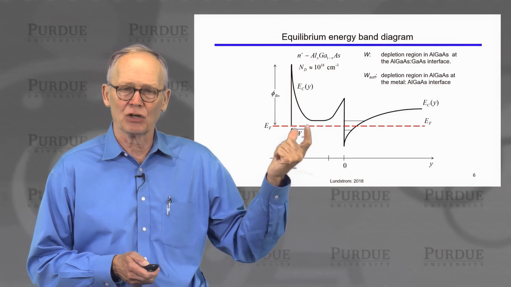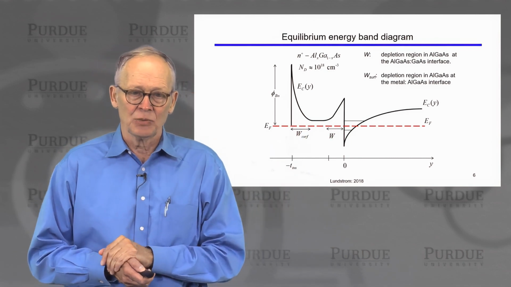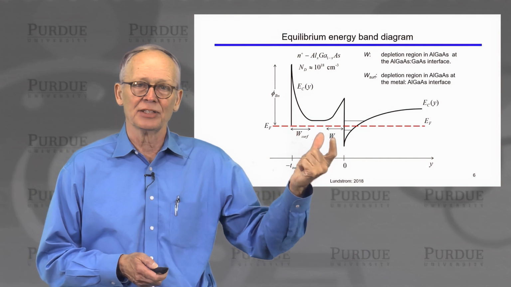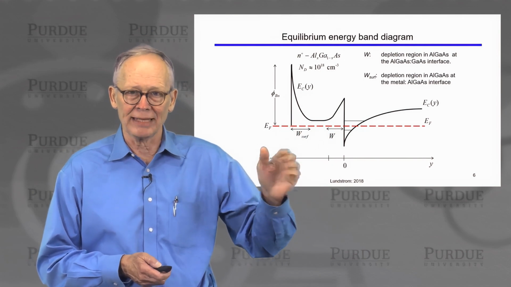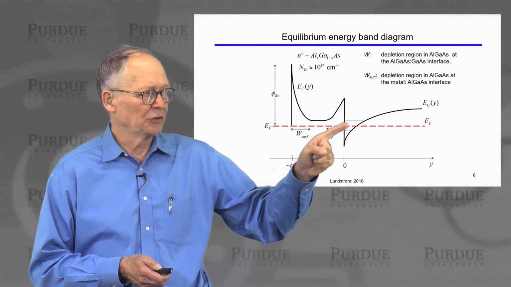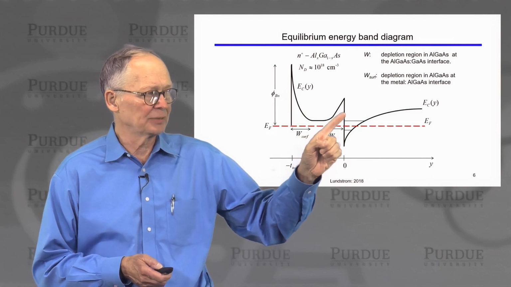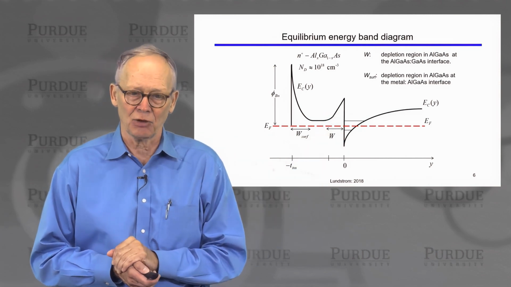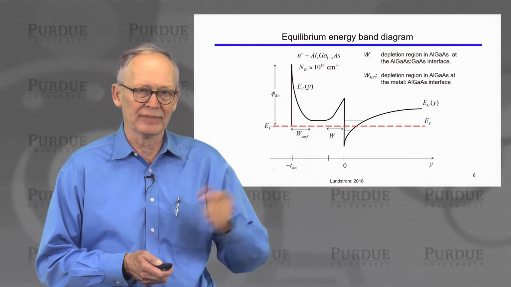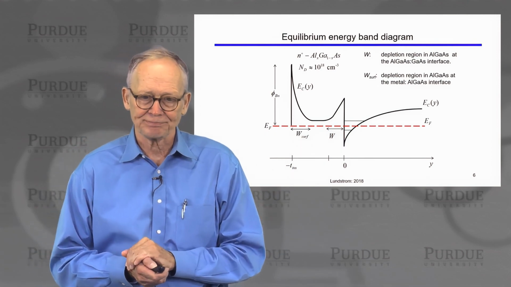The width of that region I'll call W surf. We also have a depletion region near the large bandgap, small bandgap side. That occurs because the electrons on the large bandgap side have transferred over into the small bandgap side. I'll call the width of that depletion region W.